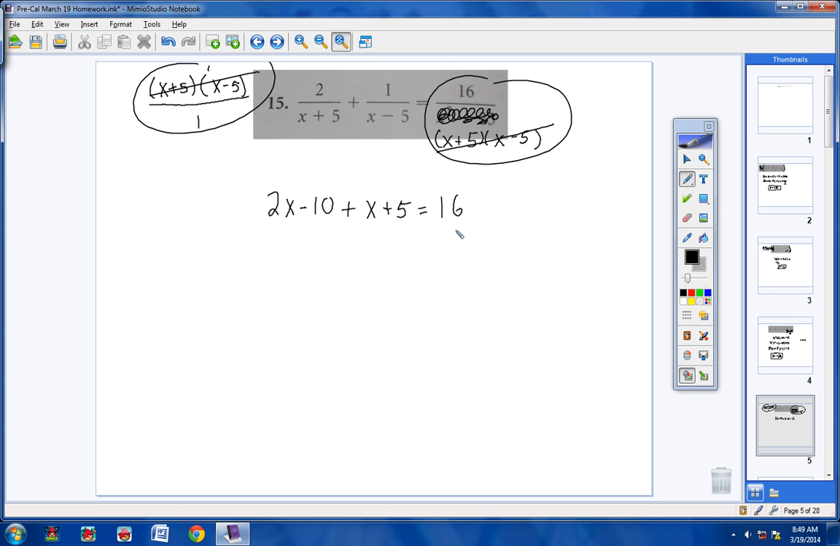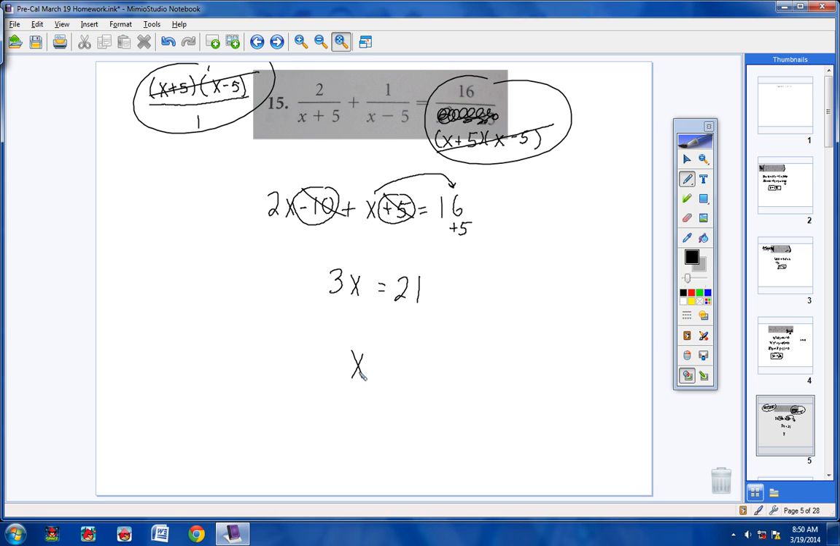And now we're left with a very simple equation to solve. Step 3 says solve the remaining equation. So 2x plus x is 3x. And I'm going to skip some steps. You guys are big students. 2x plus x is 3x. And then if you combine a negative 10 and a positive 5, you'll get a negative 5. But then bring the negative 5 over here. And when you bring it over, it becomes a positive 5. And so you're left with 21.